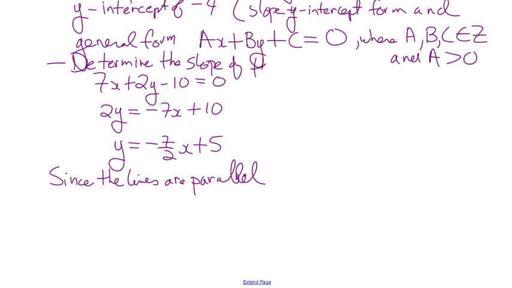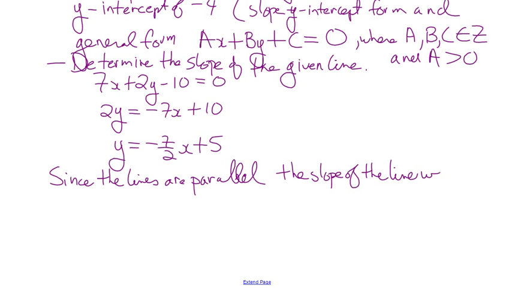What do we need in order to find the equation of any line? What must you have? You gotta have the slope, right? Nope. Slope and a point. The y-intercept is a point, but it's not as restrictive, right? It's slope and a point. So in order to find the equation of any line, you need its slope, and then you need a point. Okay, since lines are parallel, the slope of the line we need to find is negative 7 halves.